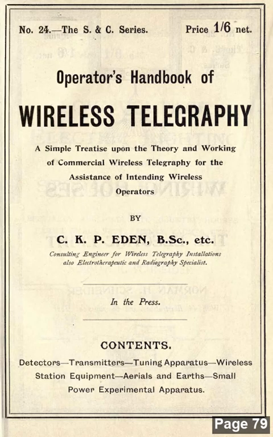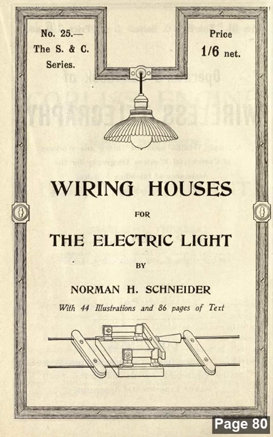No. 24, the S and C series. Price 1/6 net. Operator's Handbook of Wireless Telegraphy, a simple treatise upon the theory and working of commercial wireless telegraphy for the assistance of intending wireless operators by C. R. P. Eden, B.Sc., etc., consulting engineer for wireless telegraphy installations, also electrotherapeutic and radiography specialist. In press, contents: detectors, transmitters, tuning apparatus, wireless station equipment, aerials, and earths, small power experimental apparatus.